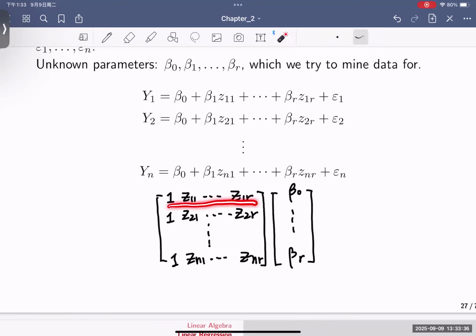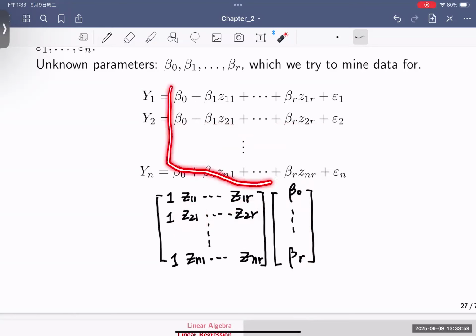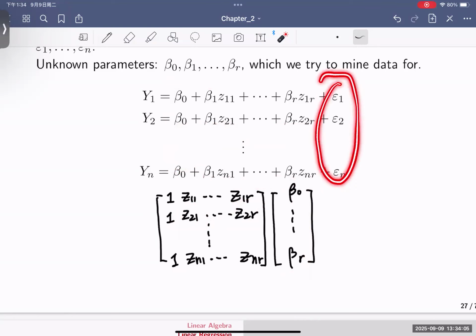We can easily check: using the first row times this column vector results in this summation. For the second row, we use the second row times our column, which results in beta 0 plus beta 1 times z21, until beta r times z2r, the same as this term. So this block part we can rewrite as a matrix times a vector, and this part we can write as another vector.